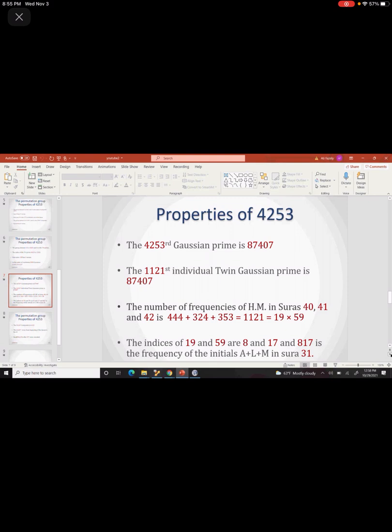Remember, we started with chapter 42. The number of Hamims in 40, 41, 42 is 444 plus 324 plus 353, which is equal to 1121, which is 19 times 59. But 19 and 59 are both prime numbers, the 8th and the 17th prime numbers. And 817 is the frequency of initials in chapter 31. If you count all the Alif Lam Mims in chapter 31, there are 817 of them.